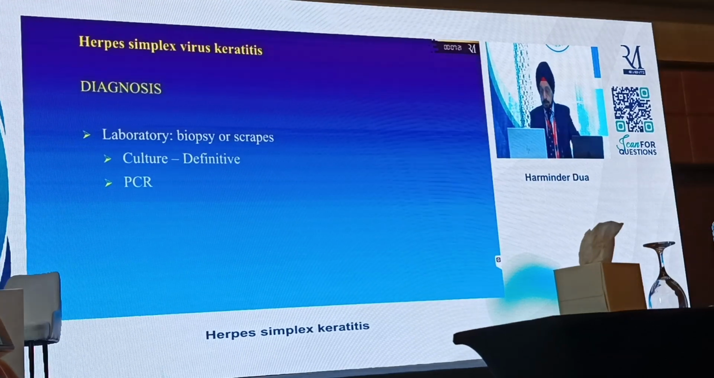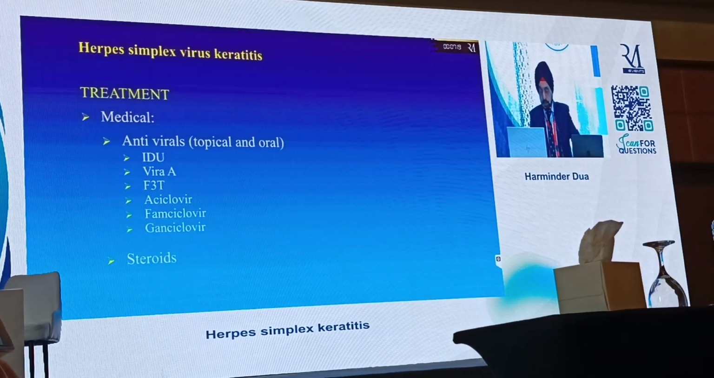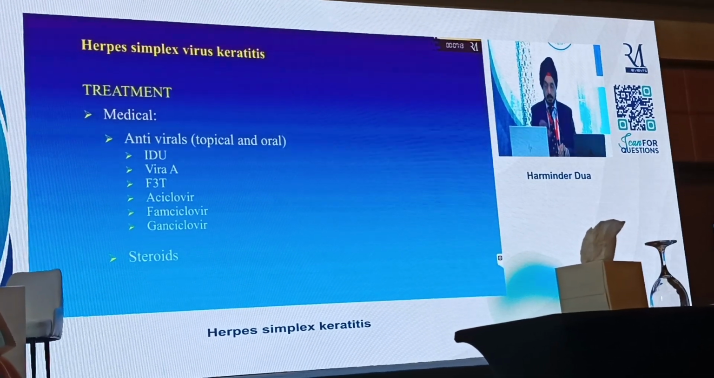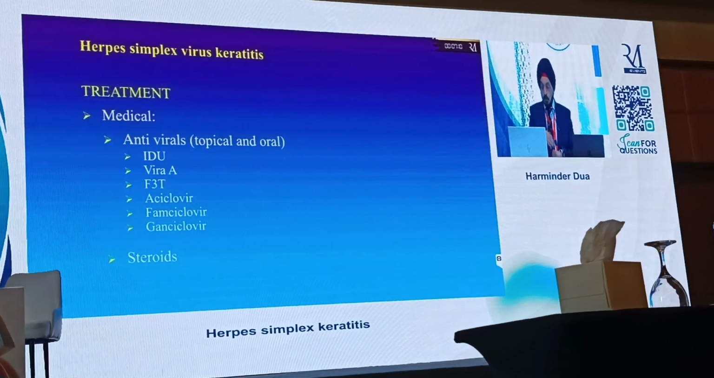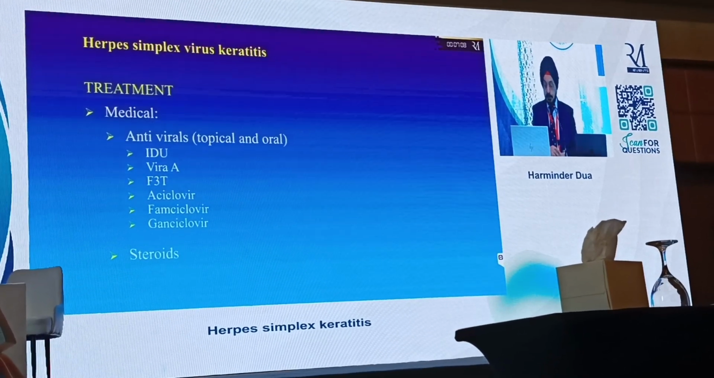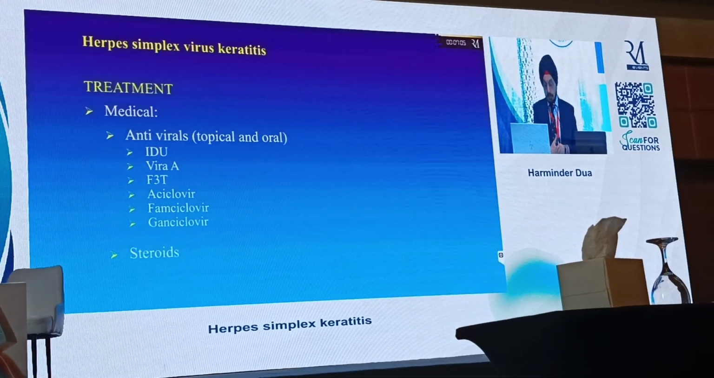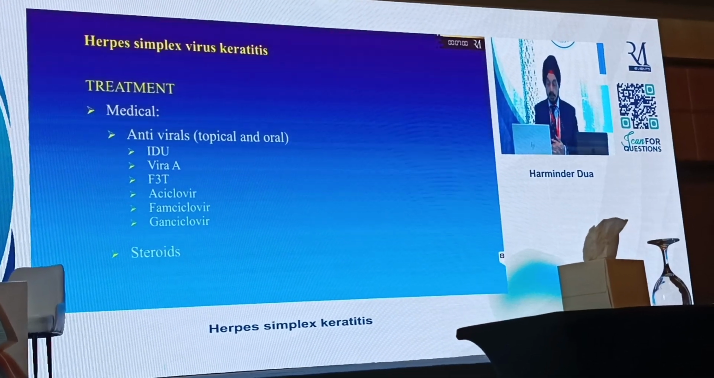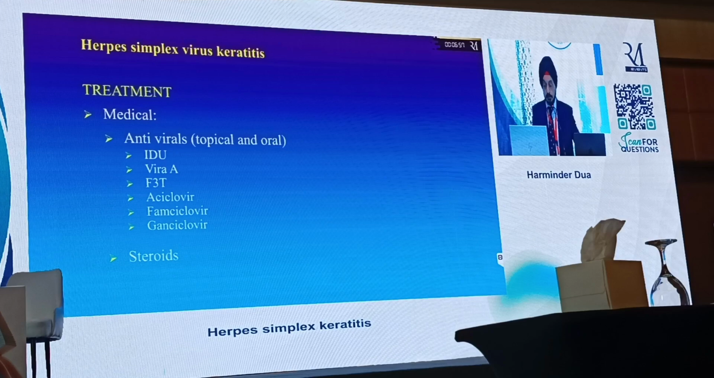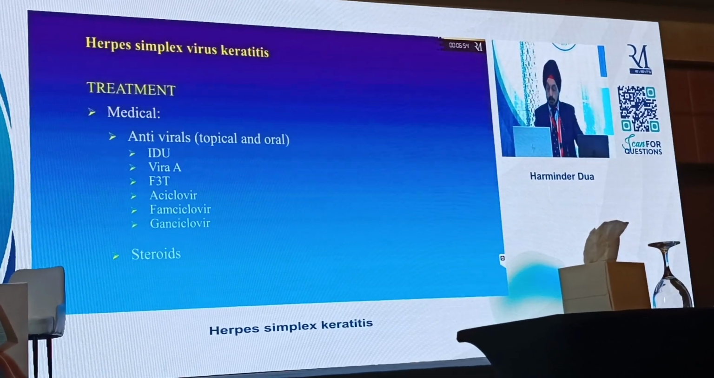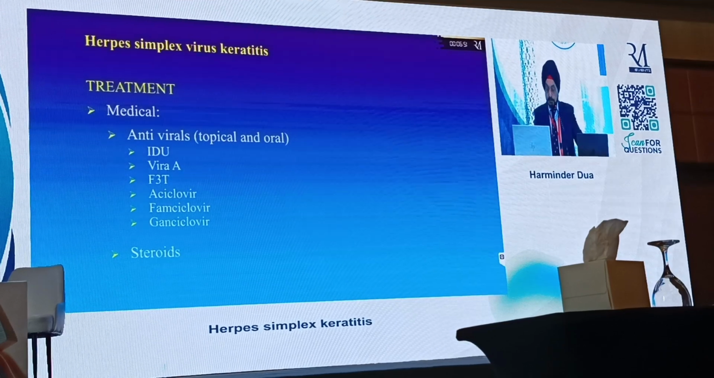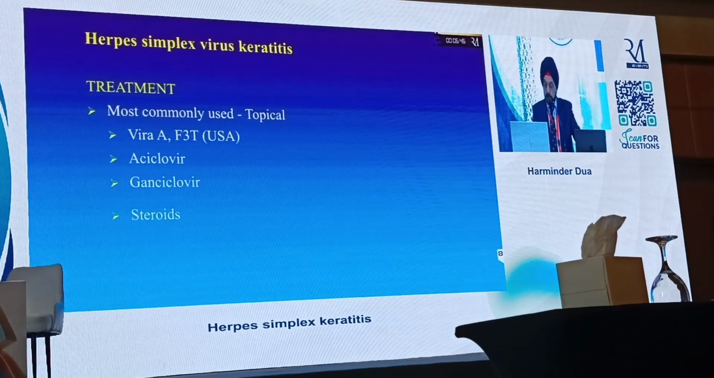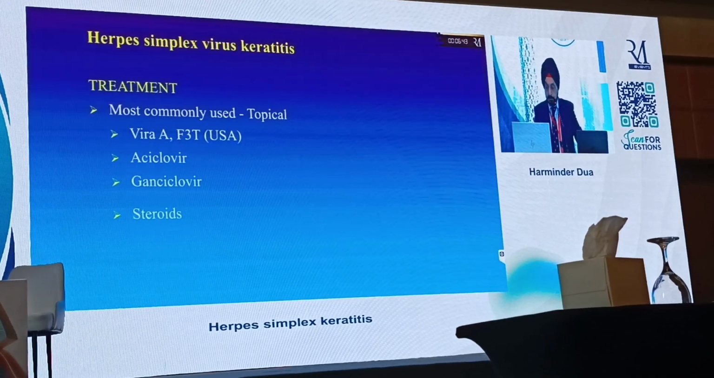In the laboratory, you can do biopsy scrapes, you can do culture, PCR. All of these are helpful. Clinical suspicion is your mainstay, with corneal sensation being absent. There are a whole host of drugs that you can use in the treatment. Different countries have different drugs available. We have acyclovir and ganciclovir in the UK, but we have to specifically order trifluorothiazide if we need that. And of course, steroids. So these are the two groups of drugs that we will use in combination. Most commonly used in the USA was vidarabine or trifluorothiazide.